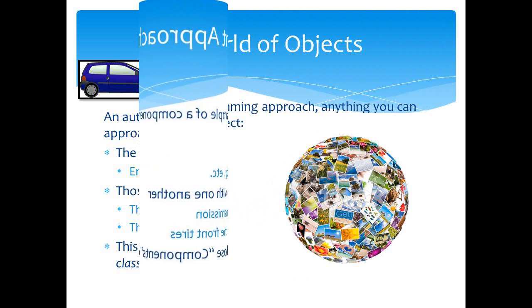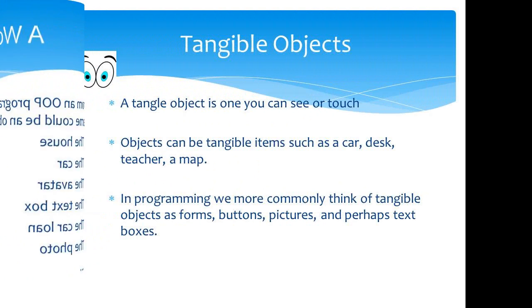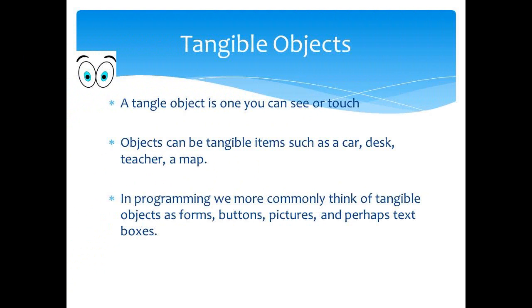So the world as a whole, you need to look at it from an object-oriented approach. Everything that we deal with in this world is an object. A house, a car, an avatar, car loan, or a photo. Everything that you look at, can feel, can touch, that technically is an object. A tangible object is one that you can see or you can touch. An example of that would be a text box or a button. You see a button on the form, you can click it. You see a text box on the form, you can click on it and type information into it.